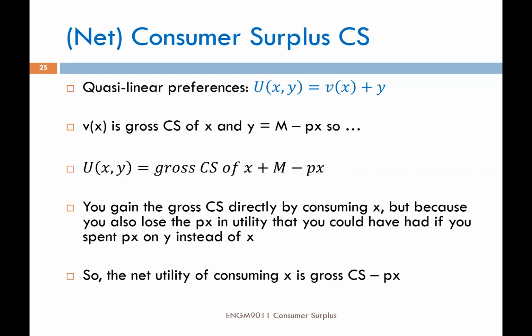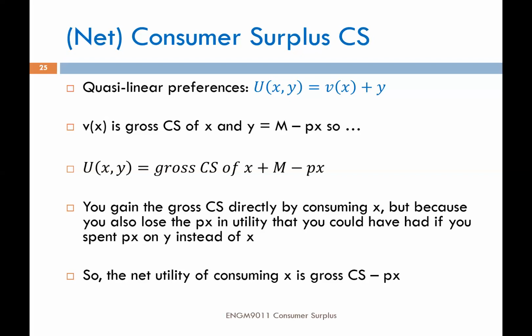You pay P times X. Well, that P times X means that you have P times X fewer dollars and therefore fewer units available to buy of good Y. So by buying X units of good X, that means that you have PX fewer units of good Y, right? So your utility of good Y is going to go down by PX.